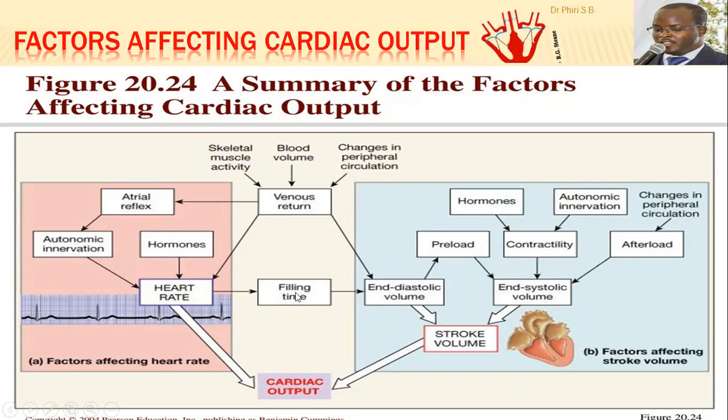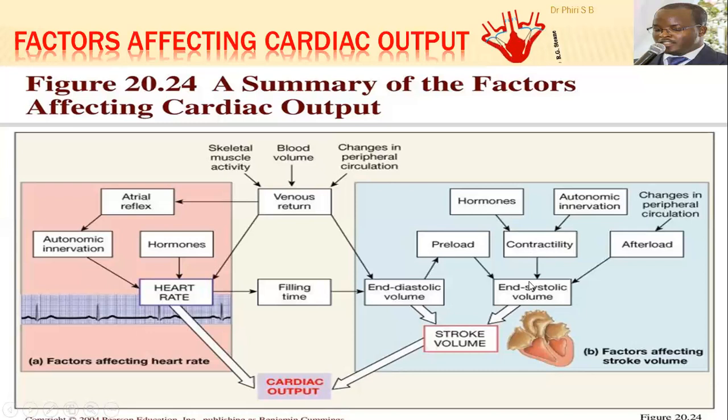So for instance, on the heart rate, the venous return will have an effect on the heart rate, and also on the atrial reflex. The factors that affect venous return are the muscle pump and blood volume. If the blood volume is increasing, the venous return is also increasing. The respiratory pump and venous tone will also have an effect on venous return. Then you have the autonomic nervous system, and then also hormones. These hormones, catecholamines, will have an effect on the heart rate, and also thyroid hormones and glucagon will have an effect on the heart rate.